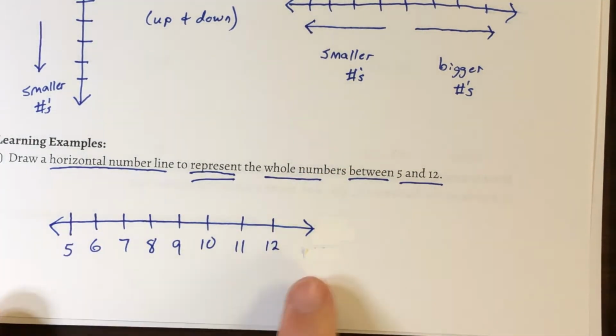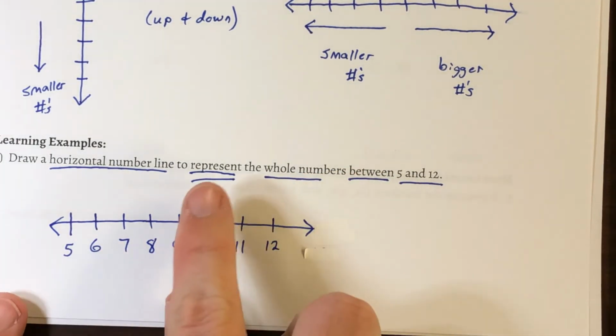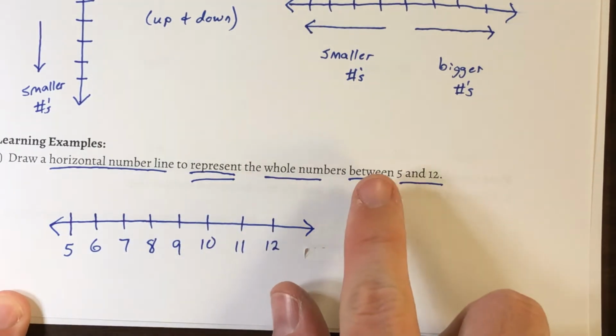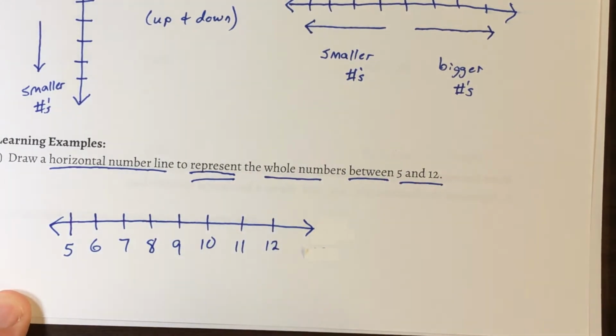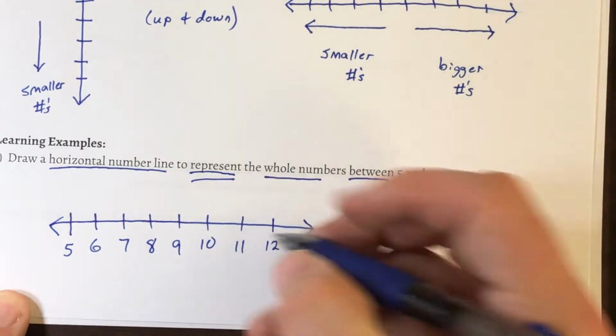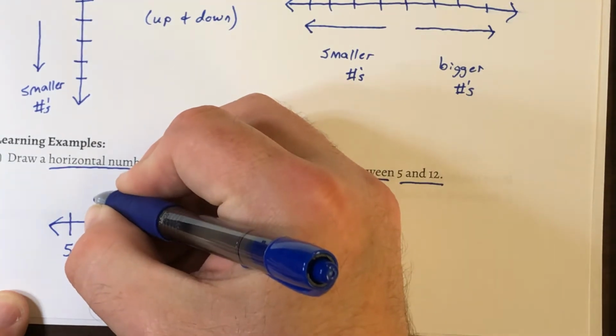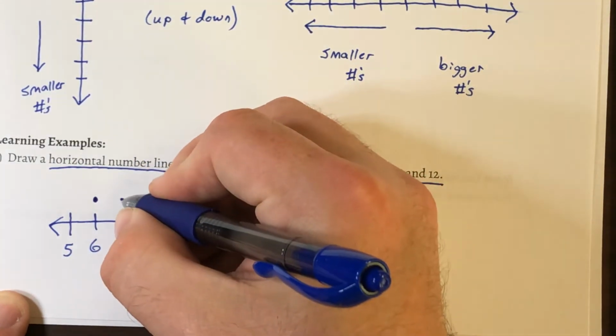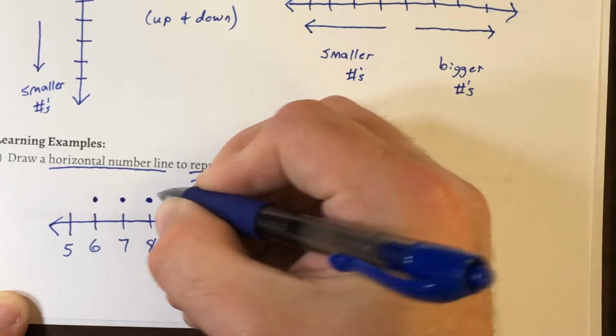Next, we want to represent. So it's not enough just to put your numbers on a number line. We want to know, do you know which numbers are between 5 and 12? So how are we going to represent these numbers and show the numbers that are between 5 and 12? We're going to place dots. You can place your dots above or on the number line. I'm going to put them above because I like to be able to see the dots.